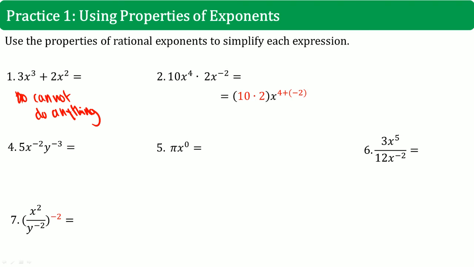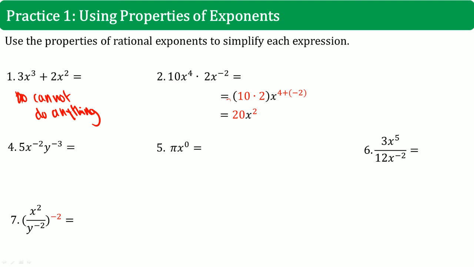The next one. Well, we saw that the 10 and the 2 can be multiplied together. And we saw that for x to the 4th times x to the negative 2, we add those two exponents together because they have the same base. So 10 times 2 is 20, and 4 plus negative 2 is just 2.